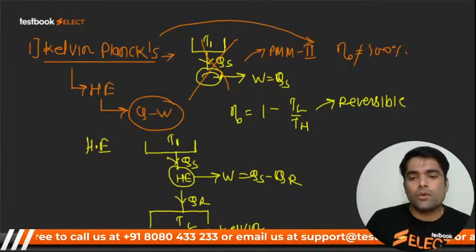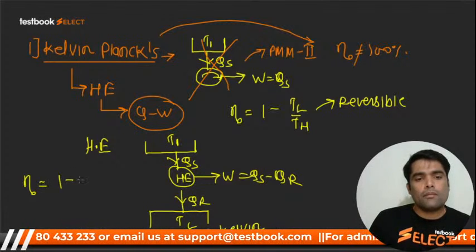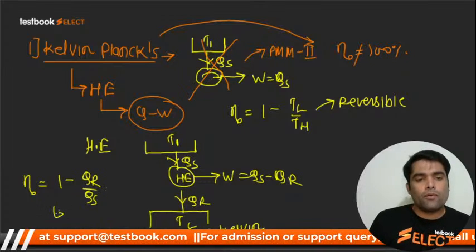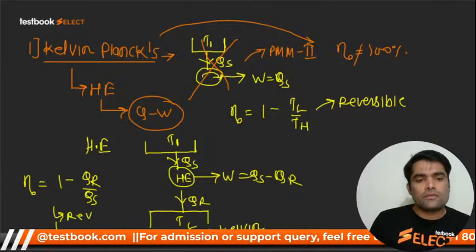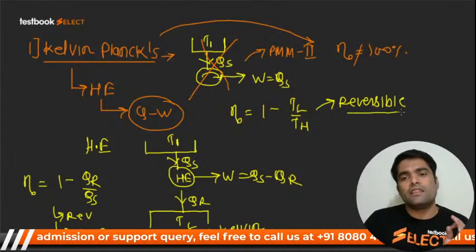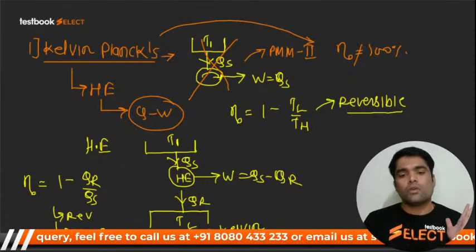And we have another formula for this, that is 1 minus QR by QS. This is applicable for a reversible engine as well as for an irreversible engine. But you have to keep in mind that the formula with temperatures is only possible when the engine is reversible. So keep in mind.